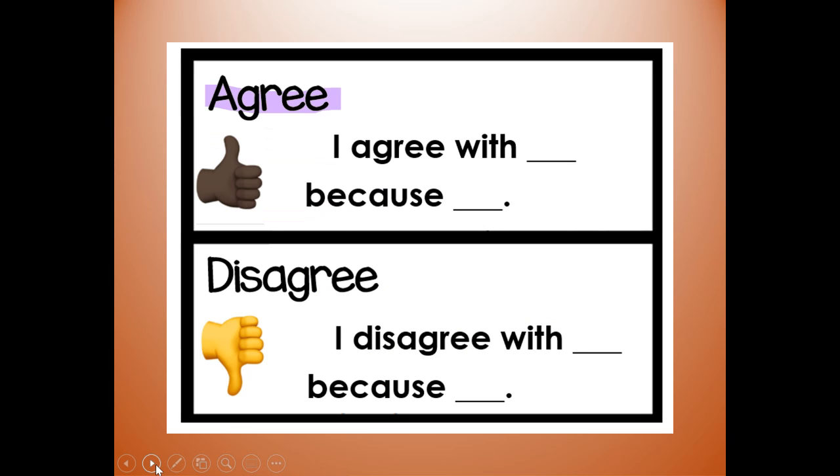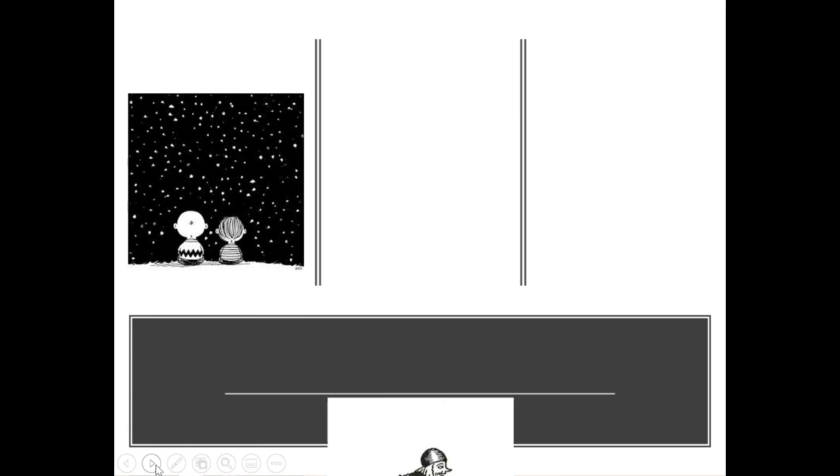If you have a partner or if I'm your virtual partner, you can either agree with me and say, I agree with you, Mrs. Pearson, because, or I disagree with you because, and tell me why. So number 1, here's our first group of pictures. What do you notice or see? So you can say, I notice or I see.